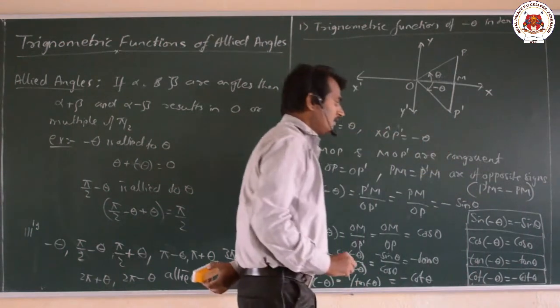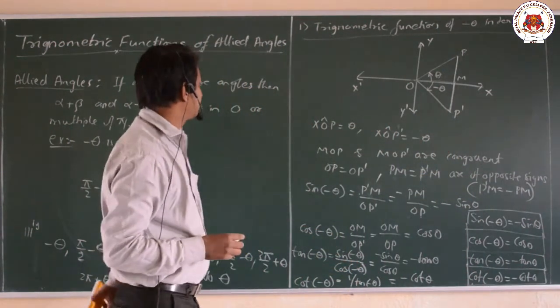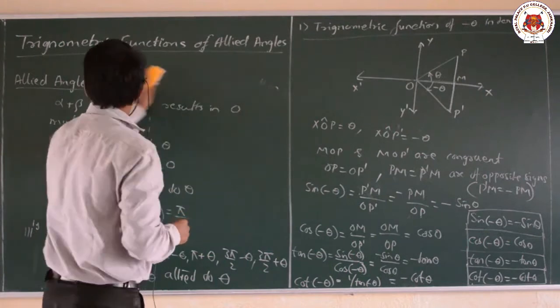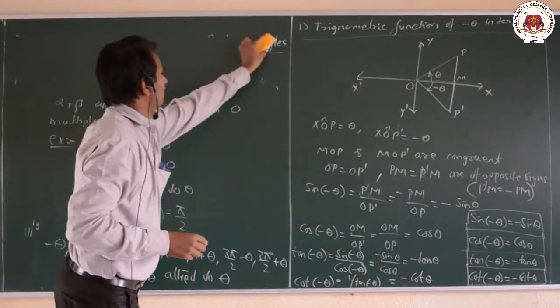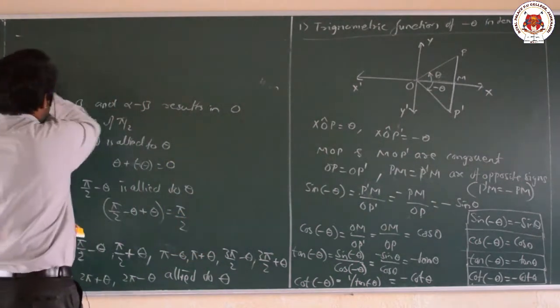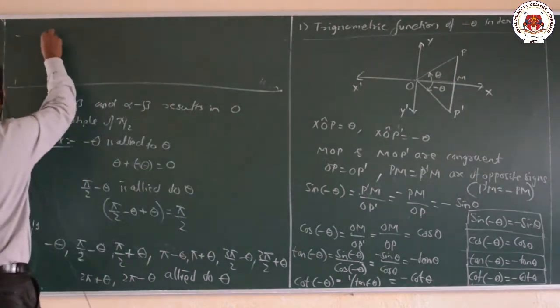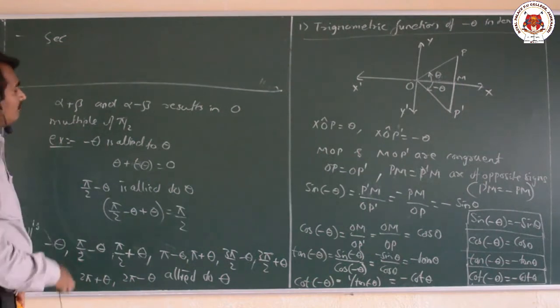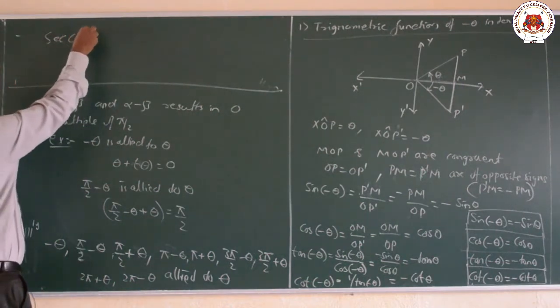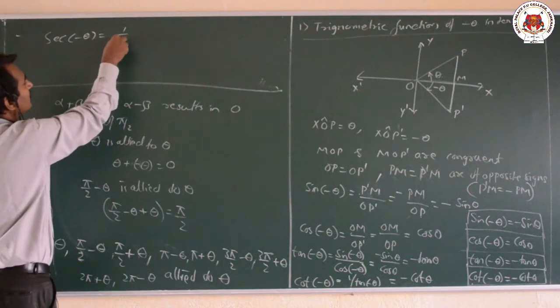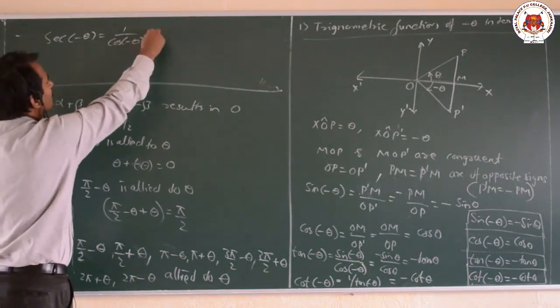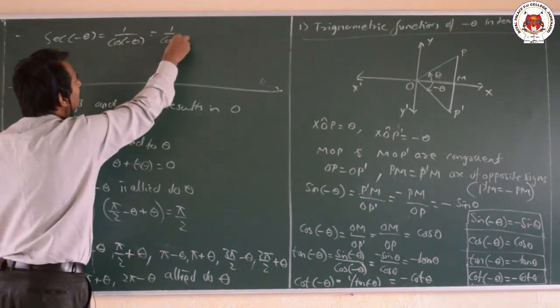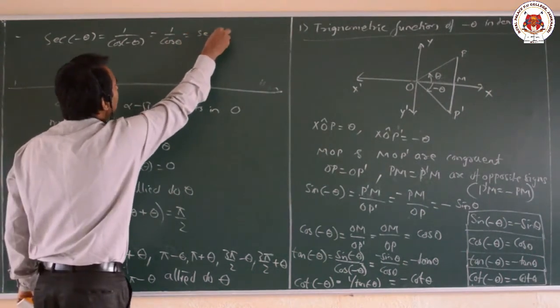Okay, dear students, now let us learn about the remaining two things. Now, the next part is secant. Secant of minus theta, what is that value? Secant means I can write 1 by cos of minus theta. Cos of minus theta is cos theta, so the value will be secant theta.